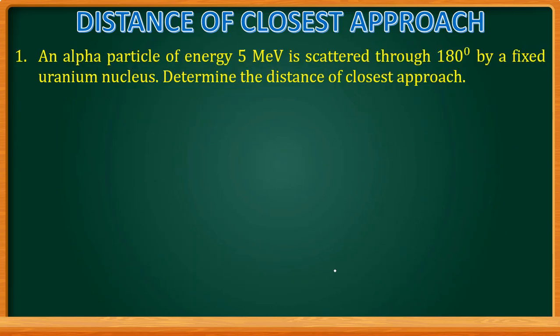First we have to write the given. Here alpha particle is given, so we can write q1 is plus 2e. And then energy of 5 MeV. Energy of 5 MeV means kinetic energy is given, 5 mega electron volt. We have to convert this into joule, so we can write 5 into 1.6 into 10 to the power minus 13 joule. The conversion of mega electron volt to joule is 1.6 into 10 to the power minus 13.